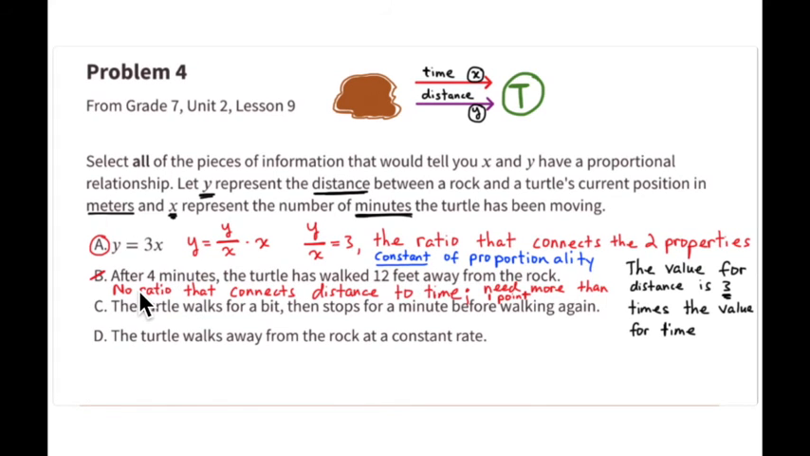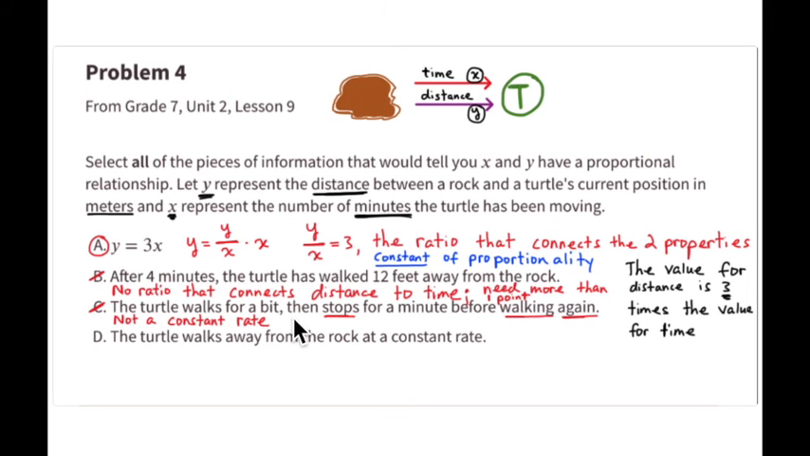B, on the other hand, isn't enough information to tell you that the relationship is proportional. There's no ratio that connects the distance to the time. You need more than one point. It's true that 12 is 3 times 4, so you could say, well, that's the ratio right there. But you need more points to give you an idea that that truly is a ratio that has a constant of proportionality. You can't just take one point and say, oh, that's the ratio, that's the relationship. It's a question of what's happening over time at several different places. Are those changes proportional? And just given one point is not enough information.